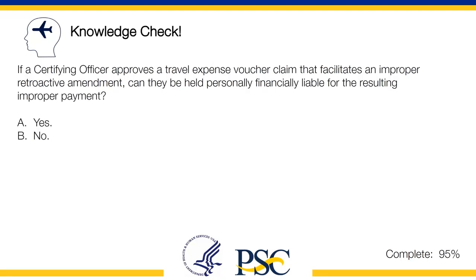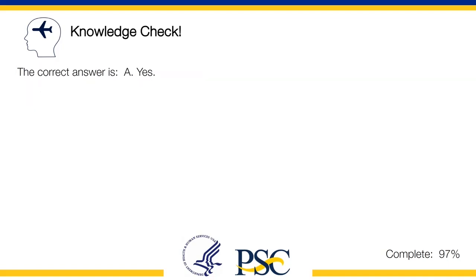If a certifying officer approves a travel expense voucher claim that facilitates an improper retroactive amendment, can they be held personally financially liable for the resulting improper payment? A. Yes. B. No. Pause the video, consider your response, and resume to learn the answer. The correct answer is A. Yes.